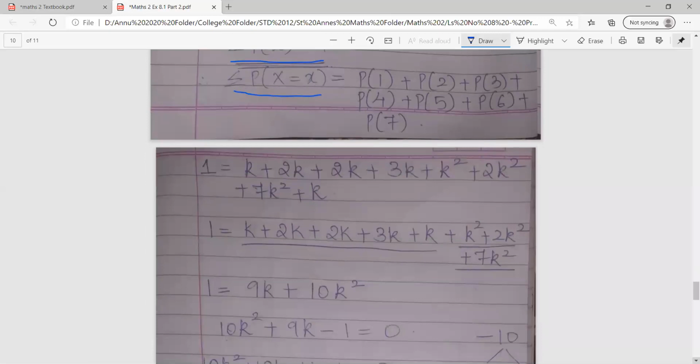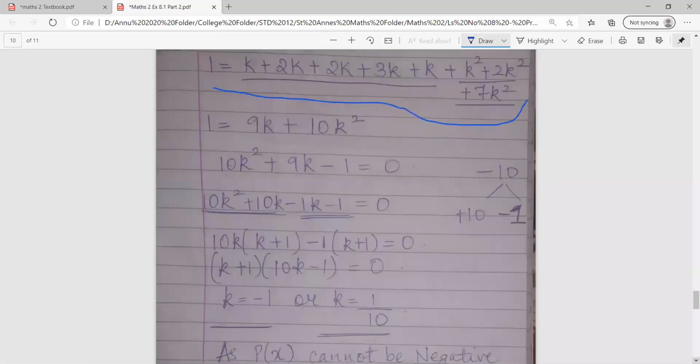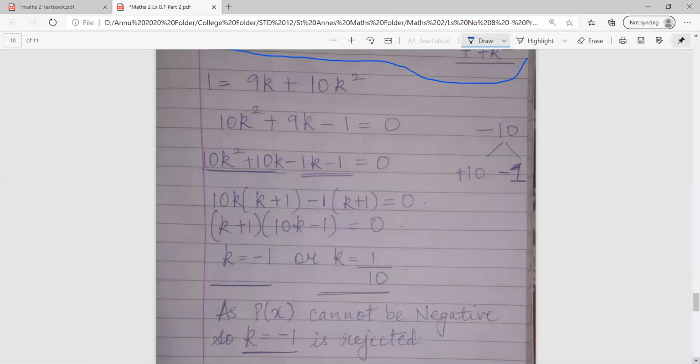1 is equal to, I have written all the values of 1, 2, 3, 4, 5, 6 and 7. Now in this step, as you can see, I have taken the like terms together. मतलब similar दिखने वाले एक साथ ले लिए. So up till here is the same, k to 3k, and you can see one more k over here. So I've taken it over here, and the rest k square, 2k square and 7k square I've clubbed together. So on adding, if you see, I get 1 is equal to 9k plus 10k square.